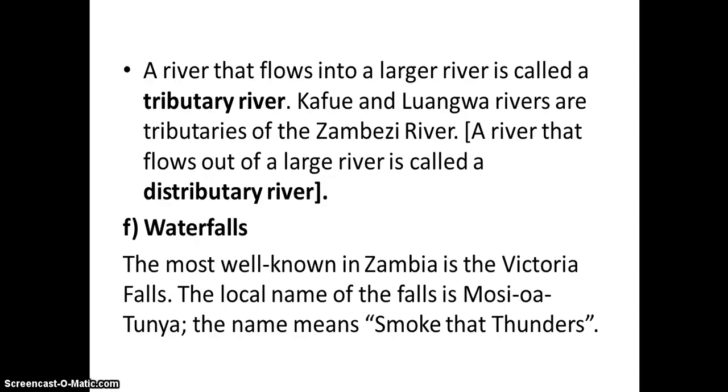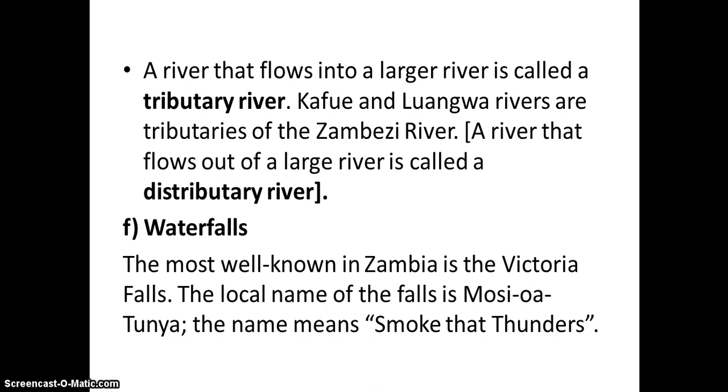Now, a river that flows into another river, or a river that flows into a larger river, is called a tributary river. You know, they're giving tribute to this big river, so they're pouring themselves into a bigger river. So they're known as tributary rivers. Kafue and Luangwa rivers are tributaries of the Zambezi River. Now you may want to know, what about a river that flows out of a larger river? Well, there is a name for that. It's called a distributary river.